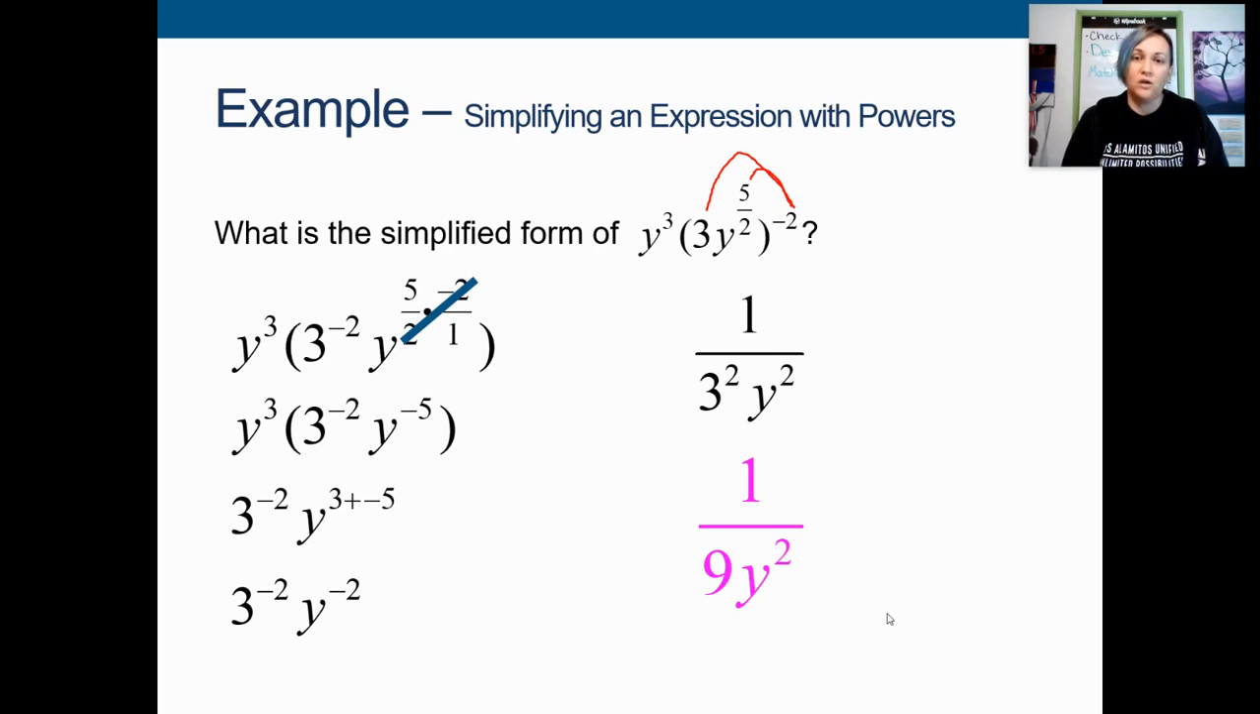So just make sure to check your final answer and see, is there only 1 of each letter? No negative exponents? Did I simplify my numbers? And if you answer yes to all those questions, then you can be confident that you finished the problem completely. This is the end of our notes for today.